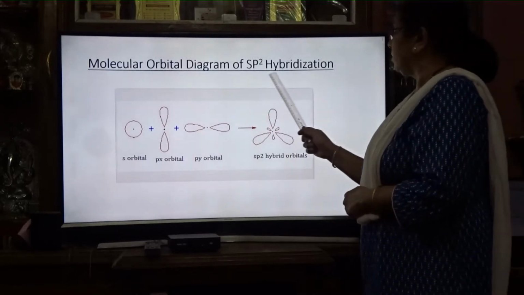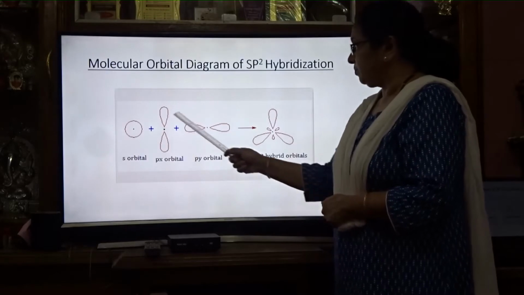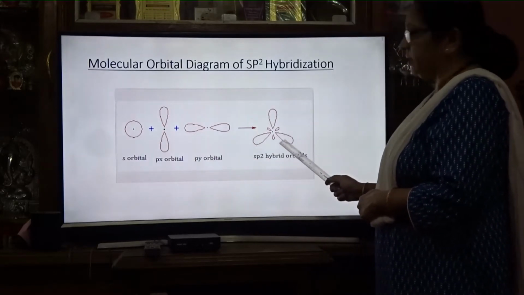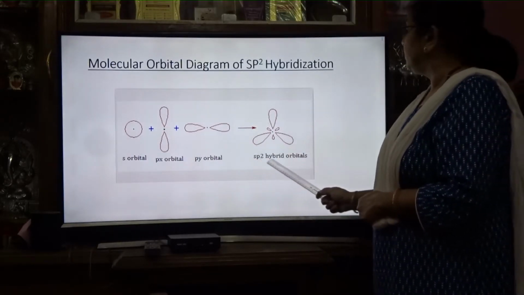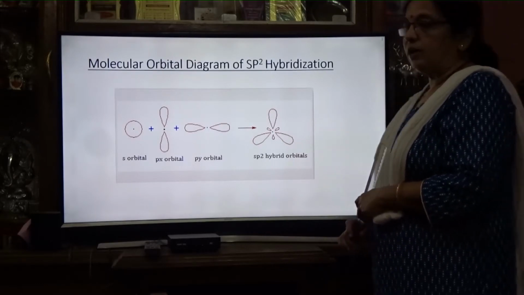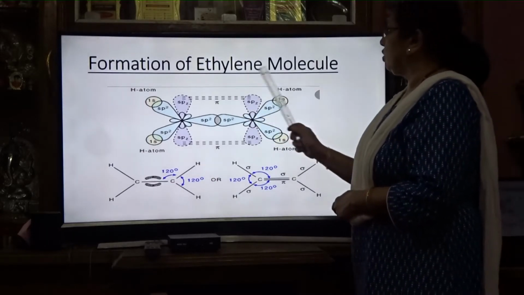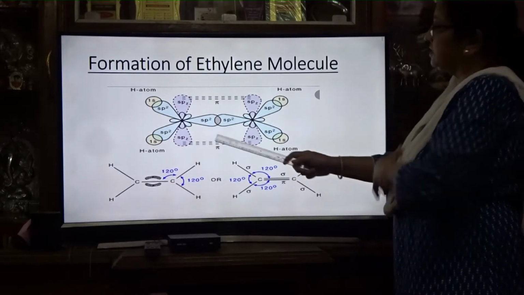Molecular orbital diagram of sp2 hybridization. One 2s and two 2p orbitals are mixing to give 3 hybrid orbitals of equivalent energy. How many sp2 hybrid orbitals? 3 hybrid orbitals of equivalent energy are formed. Now, formation of the ethylene molecule. So these are the 3 hybrid orbitals.